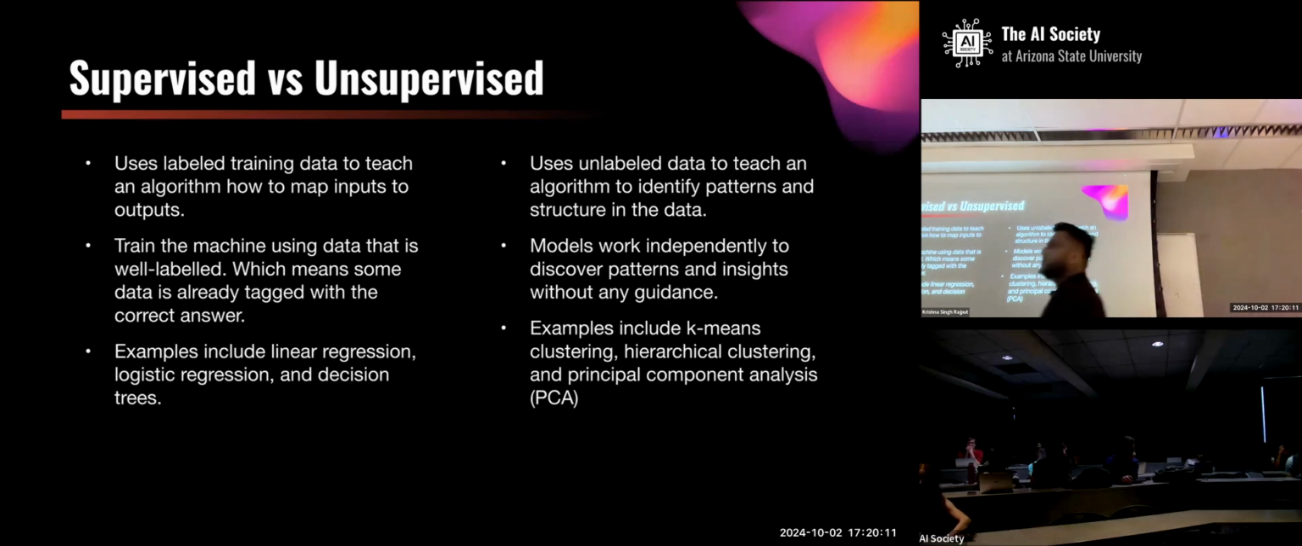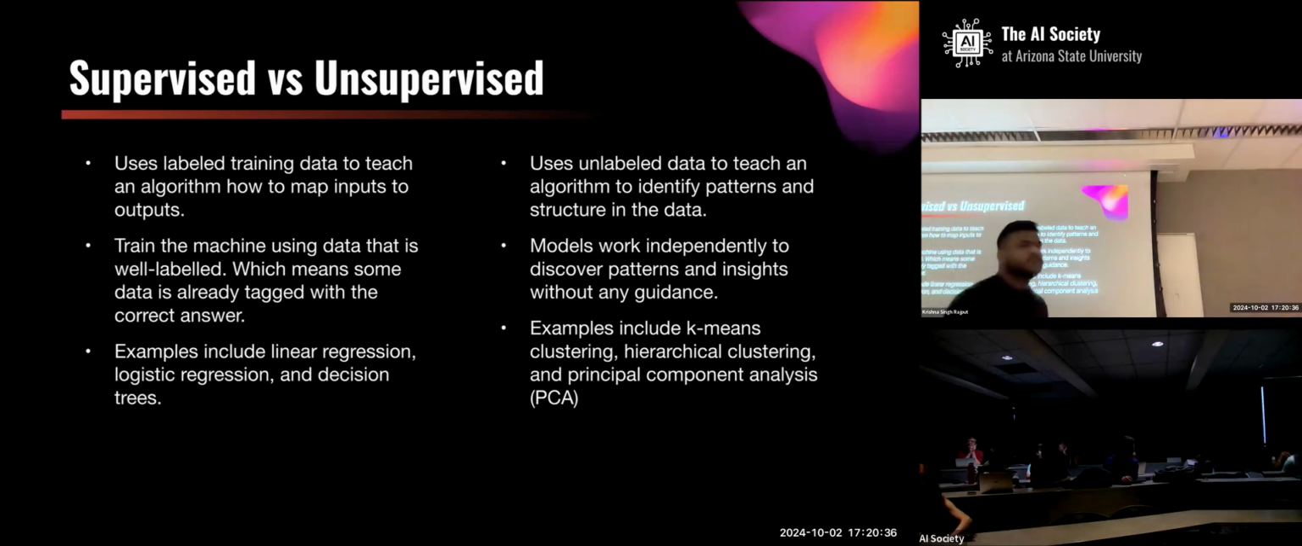And of course, for that, we need to have labeled data. Otherwise, we cannot perform the supervised task. Some of the examples include linear regression, logistic regression, decision tree. These are machine learning models which come under supervised learning. The other one is unsupervised learning. For unsupervised learning, we don't have the label.